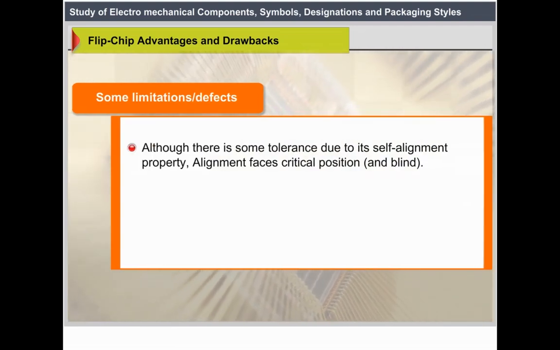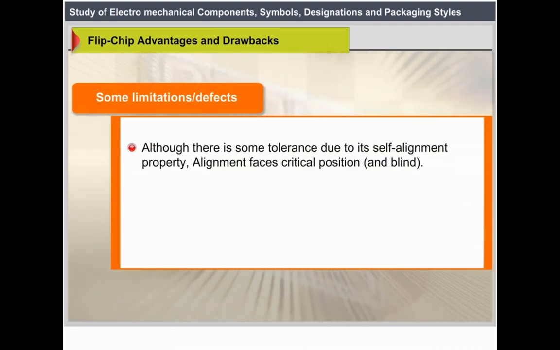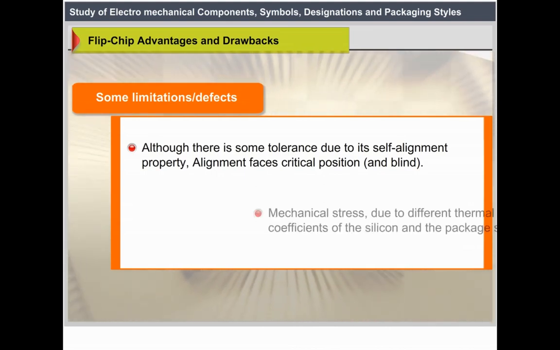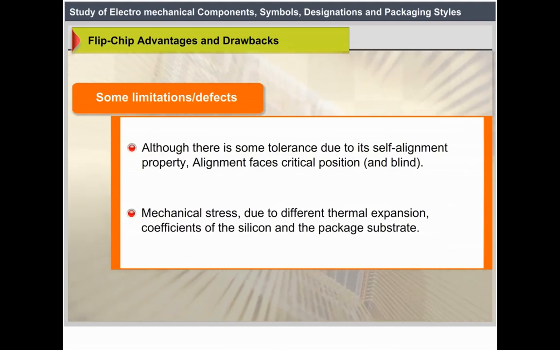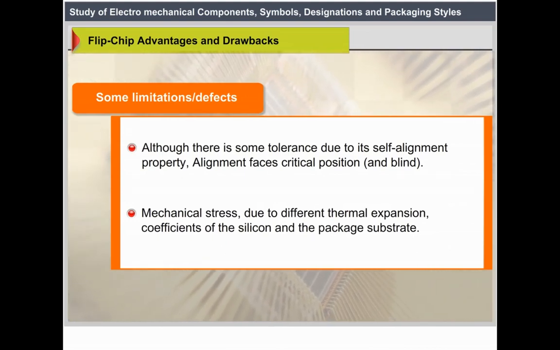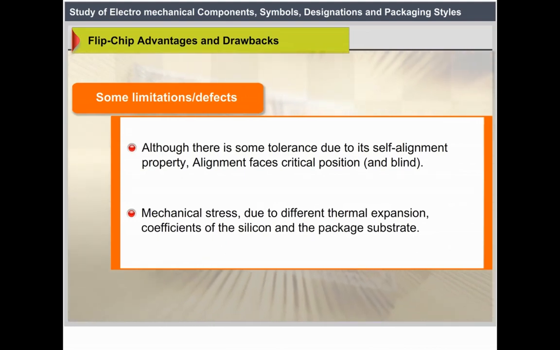Some drawbacks. Alignment is critical and blind, although there is some tolerance due to its self-alignment property. Mechanical stress due to different thermal expansion coefficients of the silicon and the package substrate.